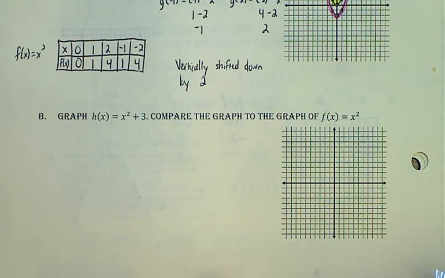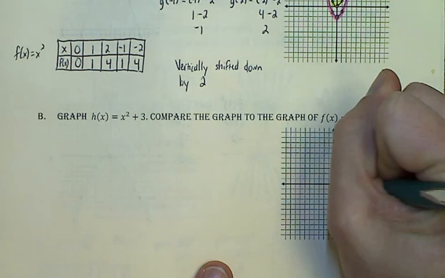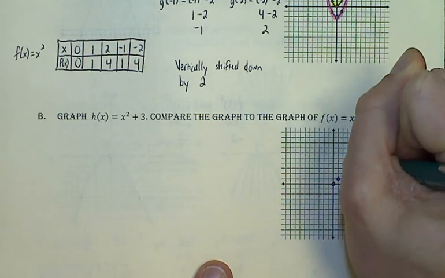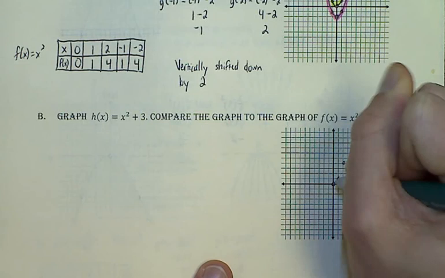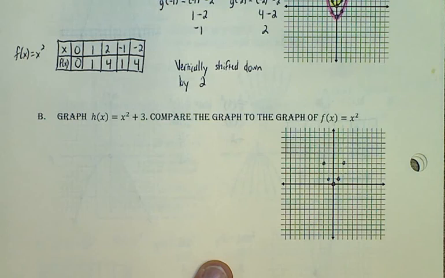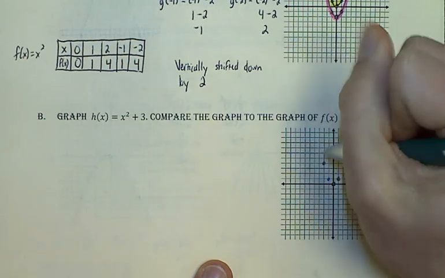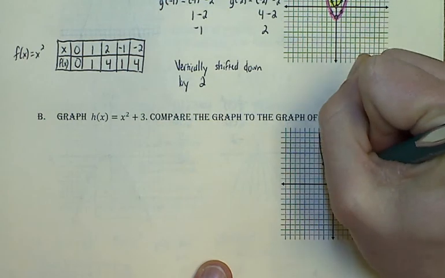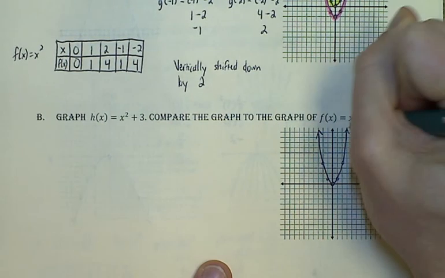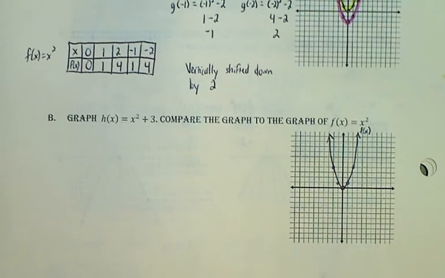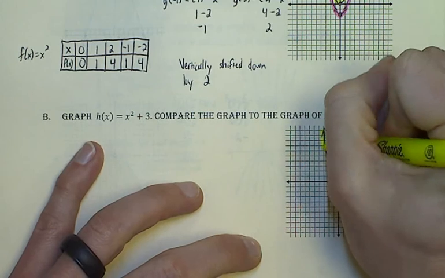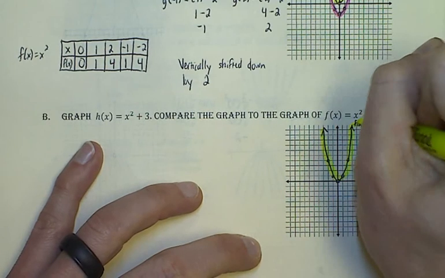So I've got (0, 0), (1, 1), (2, 4), (-1, 1), and (-2, 4). So there we go. I'm going to draw my parabola as best possible. Smooth curve as much as possible. Arrows, label, f of x. And I'm going to highlight it just to make it obvious. So there we go. I already got it drawn on, so I don't have to worry about it.